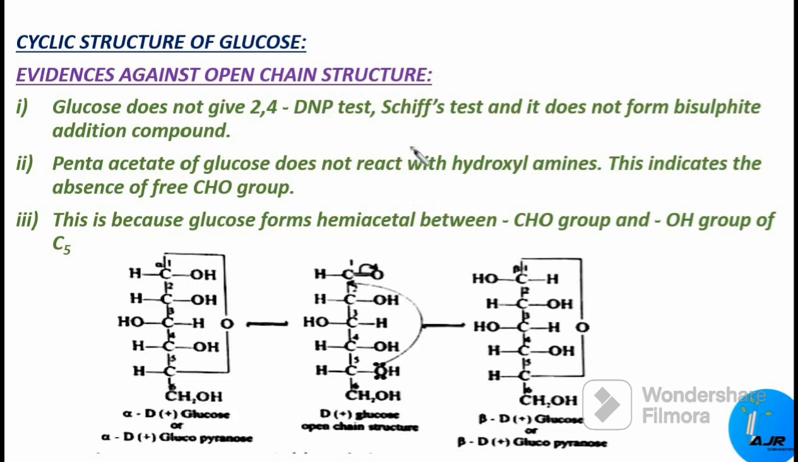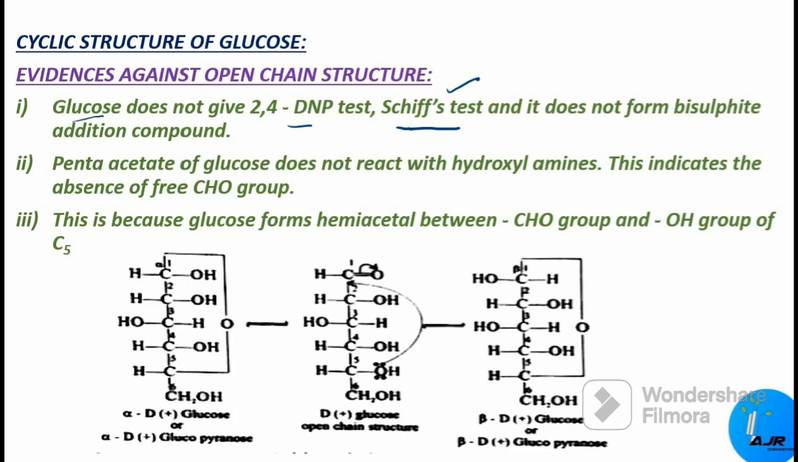What do you mean by Schiff's reagent? Actually, Schiff's reagent consists of a solution of fuchsin dye that has been decolorized by sulfur dioxide, and it is used to test the aldehydic and the ketonic group. Usually, if we use an aliphatic aldehyde, it will restore the pink color instantly in the Schiff's test. But here, since we are using glucose, it does not restore the pink color. That shows that there is no free aldehydic group or ketonic group.